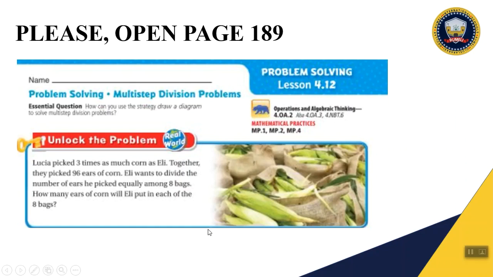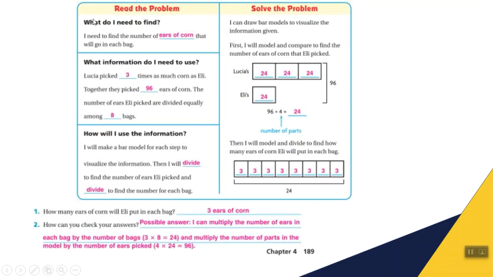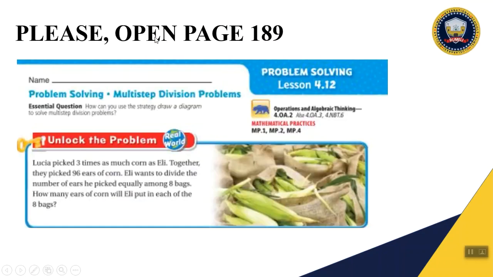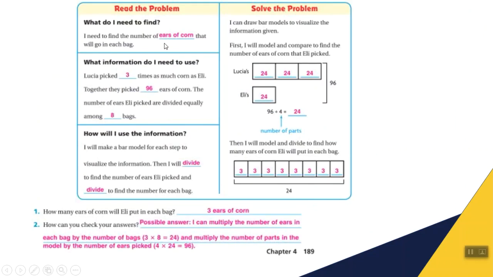Okay, let's move. What do I need to find? I need to find the number of ears of corn that will go in each bag. To understand this, we need to focus on my question sentence. Here, how many ears of corn will Ailey put in each of the 8 bags? It says the number of ears of corn. So, we need to find it.